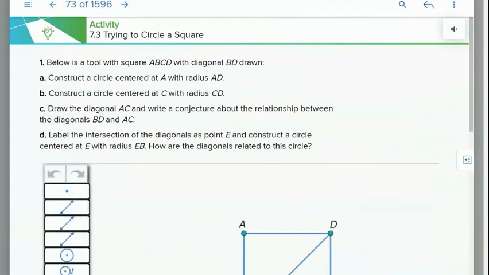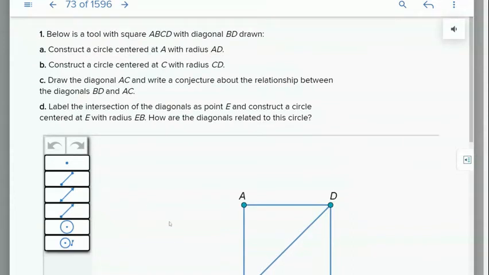All right, here's the main activity for the day, trying 7.3, trying to circle a square. So here are some steps that I want you to follow along with me. You can create this using GeoGebra if you want, but the main idea here is to follow these instructions. So I want you to watch as I follow through these instructions with the given shape.